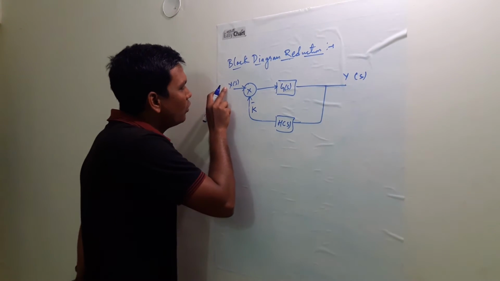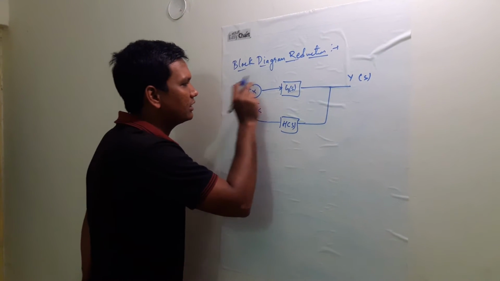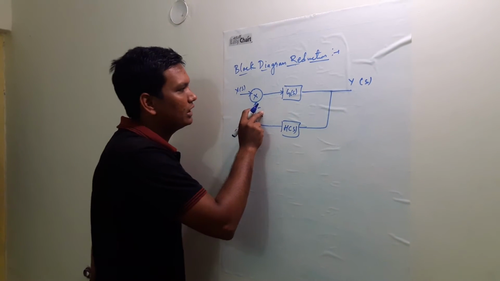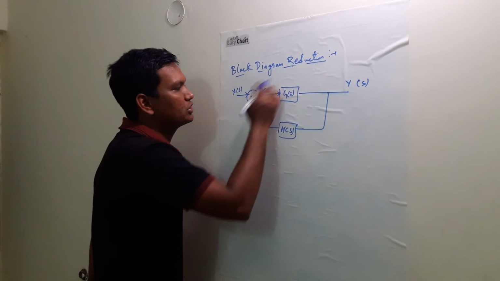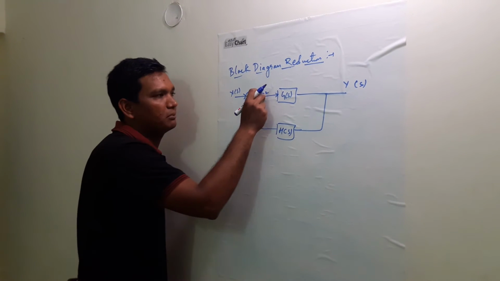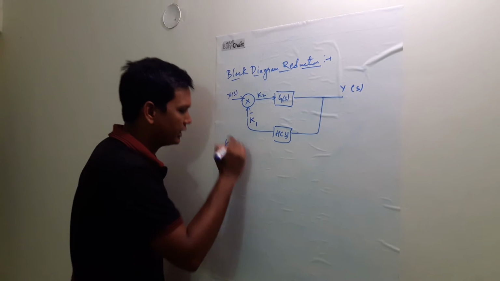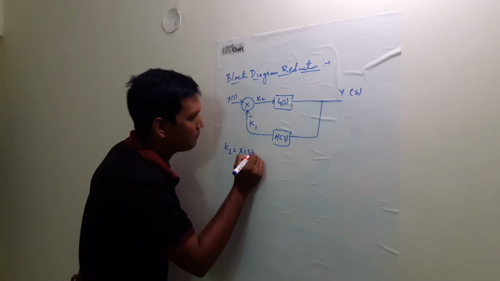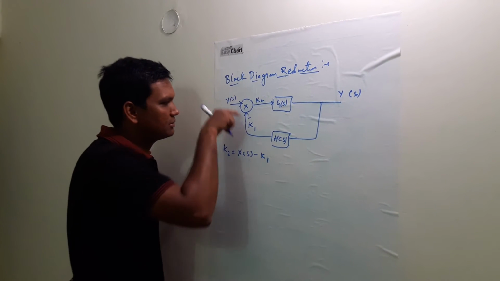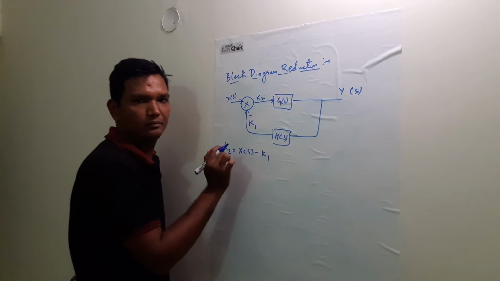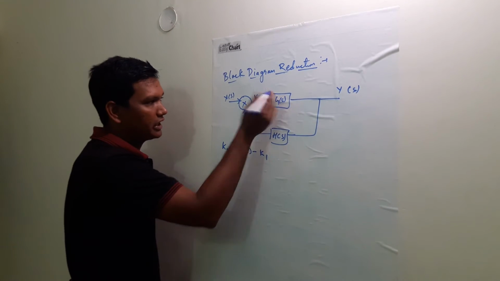Now what I know is what is coming in from here, X of S. What is going out is nothing but this minus this. So let me call this K1 and this K2, because these two quantities are unknown to me, so I'm going to assume something. So K2 is nothing but X of S minus K1, because this is nothing but this minus this. Exactly, it is easily visible, right? So I got K2.